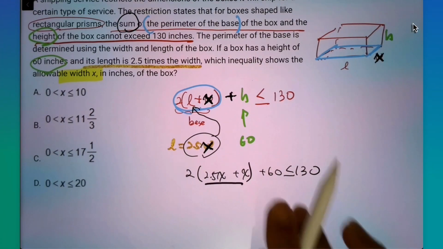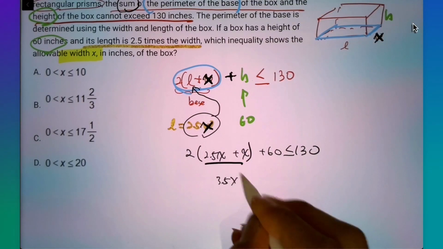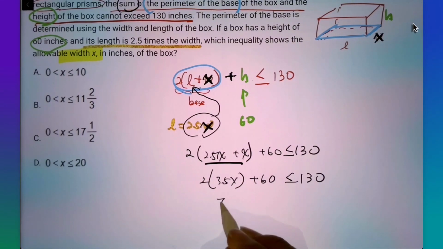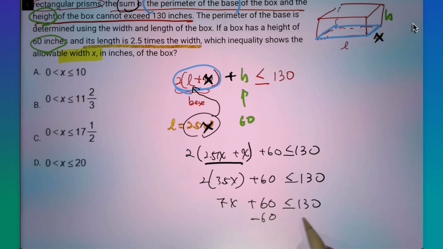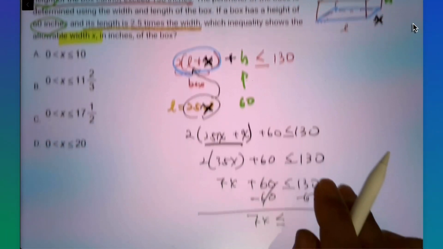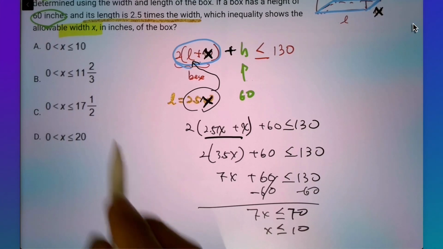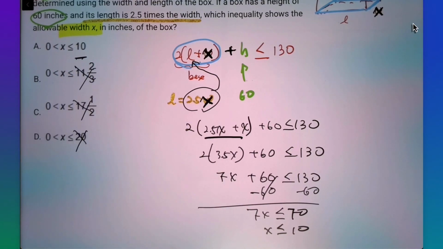Let's combine the like terms. We get 3.5x plus x, times 2, plus 60 is less than or equal to 130. We get 7x plus 60. When you subtract 60 on both sides, you get 7x is less than or equal to 70, so x is less than or equal to 10. So off the bat, we have choice A. This doesn't work, all this doesn't work.